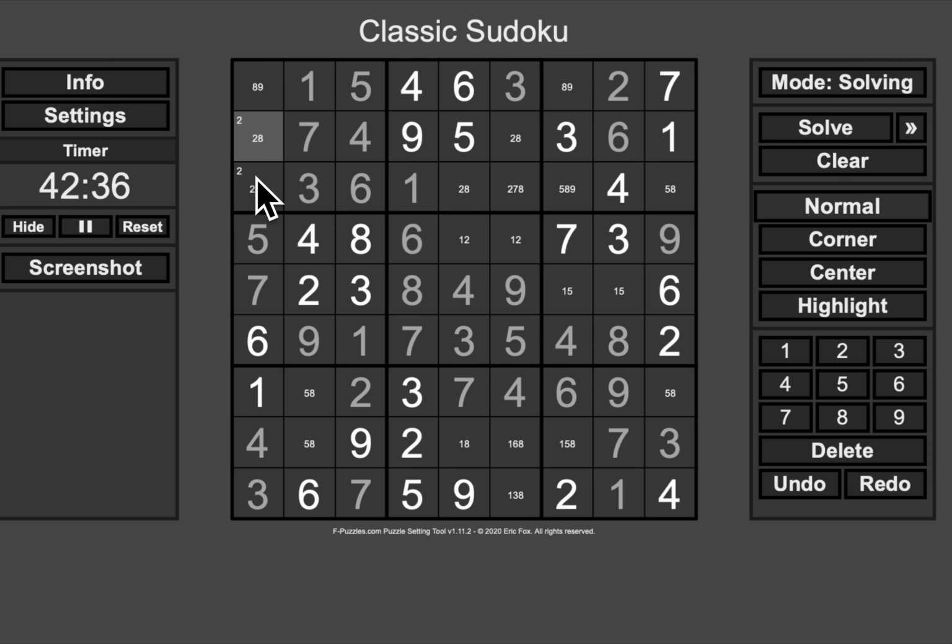8, 2, like that. 2, 8, 2, 8, 8, 2 or 7, that could be 7. I think that could be 8. I think that still works.